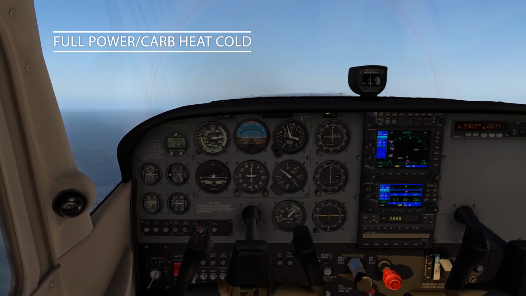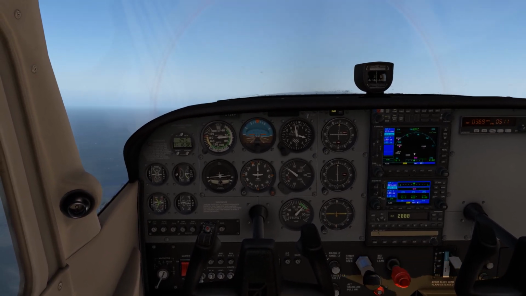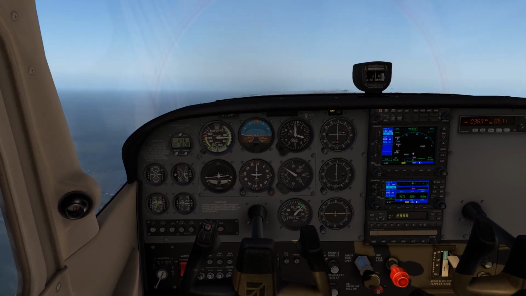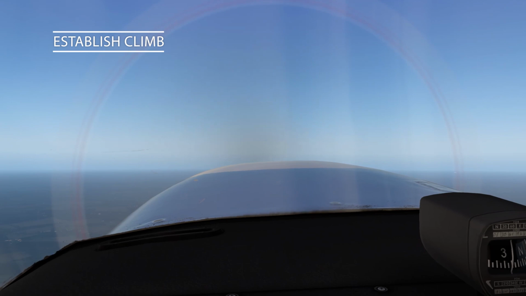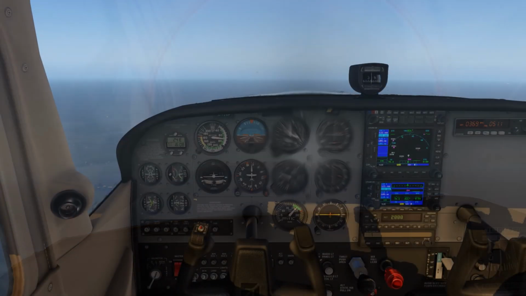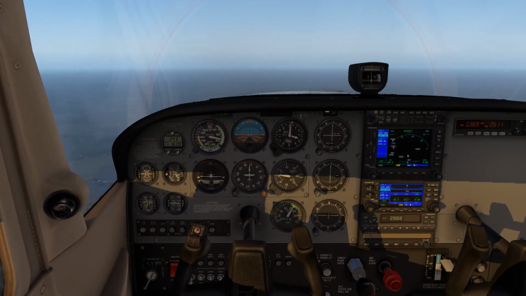As soon as the speed reaches around 60 knots, the plane is not stalled anymore, and you can smoothly start pitching up again. Setting the nose of the plane on the horizon is a good rule of thumb. Be gentle on the controls to avoid a secondary stall. You can then retract the flaps in stages.